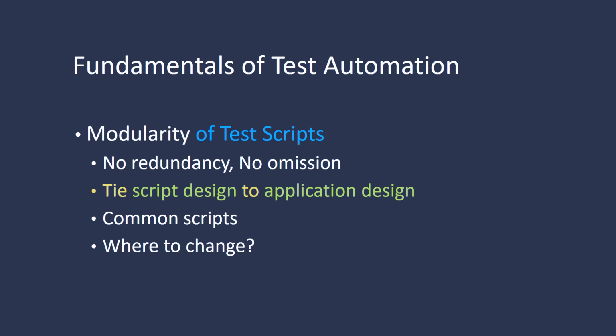If you modularize your scripts in an efficient manner, it will reduce the redundancy of scripts as well as omission. But keep in mind that modularity should not be taken to the extreme. As mentioned before, modularity helps you to avoid redundancy by identifying common scripts that can be reused and shared by test cases throughout the entire test environment. Basically, you should keep modularity to a level that helps you to quickly identify where to change.